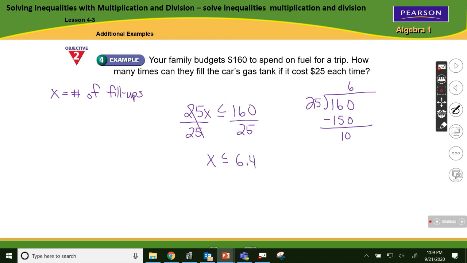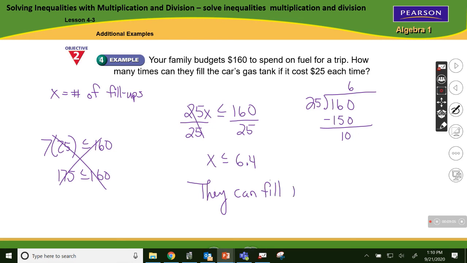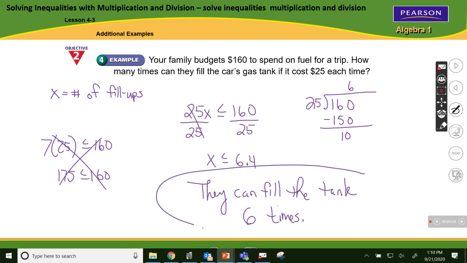6.4. And the question is, how many times can they fill the gas tank? So can they fill it 7 times? Probably not. If I wasn't sure, I would go 7 times 25. Let's see if that works. Is that less than 160? That is 175, which is not less than 160, so that's no good. So they can fill the tank 6 times and still have $10 left over.